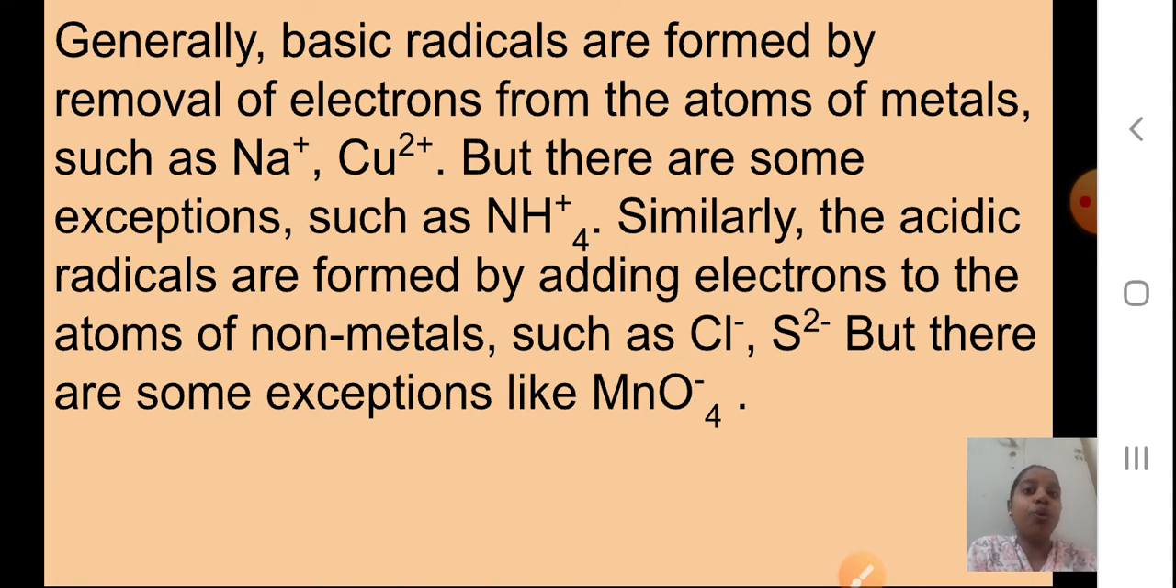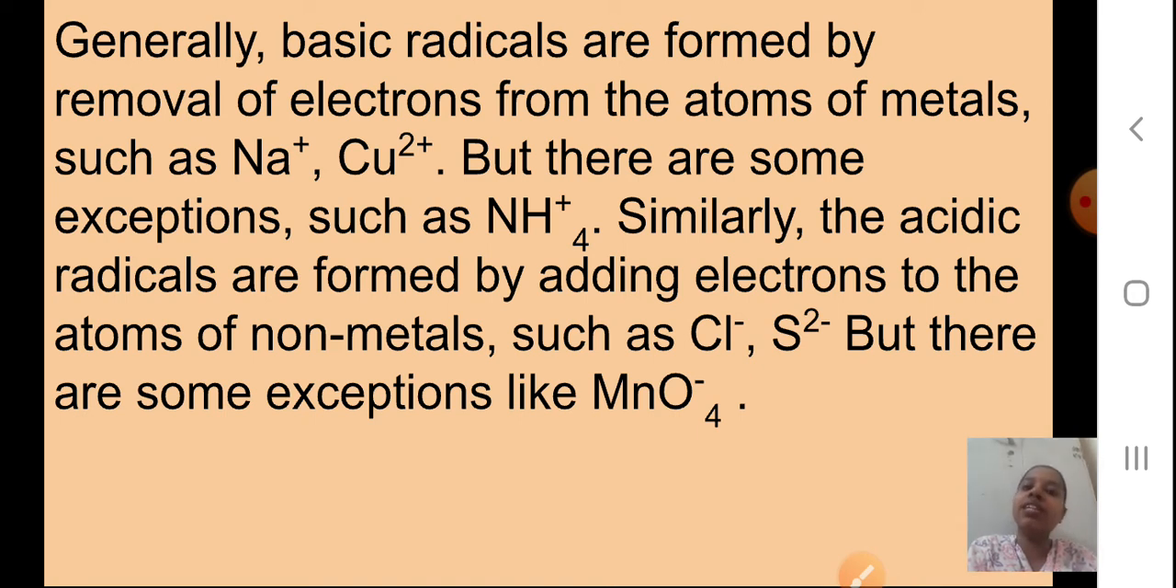Yes, these both are metals and they are giving away the electrons, and then they are getting a positive charge. Copper is giving 2 electrons, so I have written Cu2 plus. Na plus means sodium is going to give 1 electron. But there are some exceptions also, such as NH4 plus. Similarly, the acidic radicals are formed by adding electrons to the atoms of non-metals.